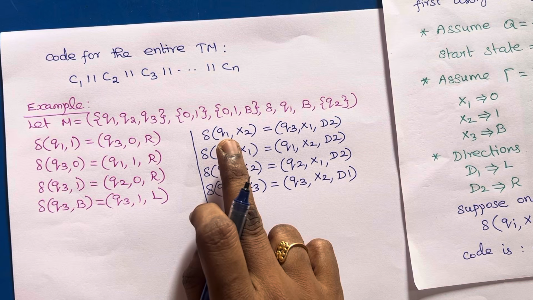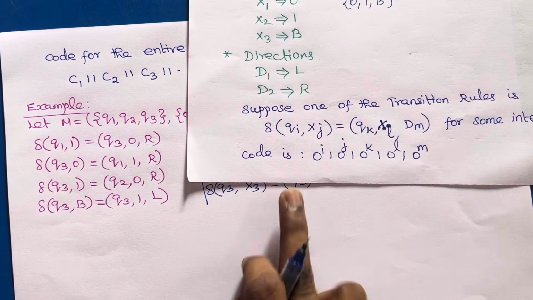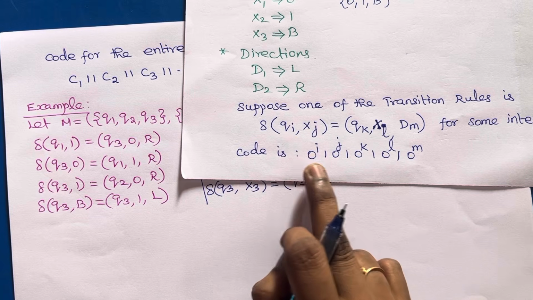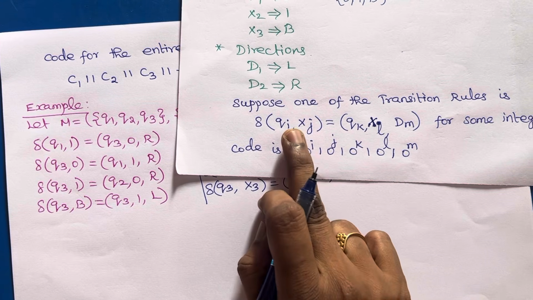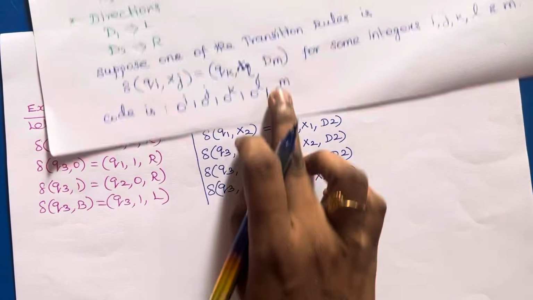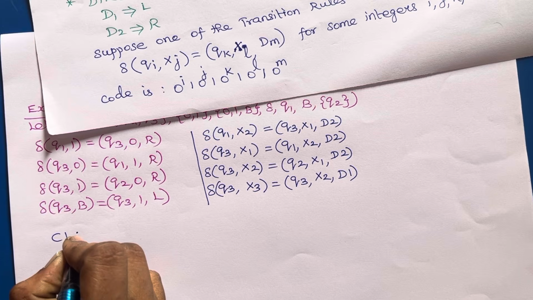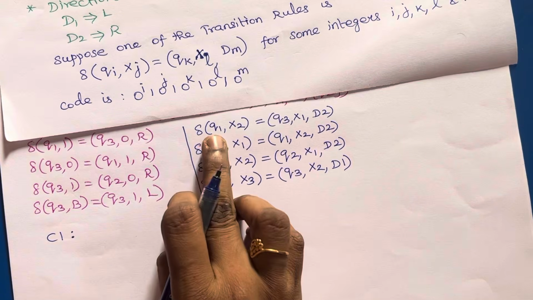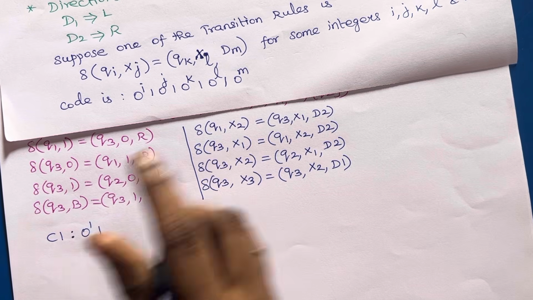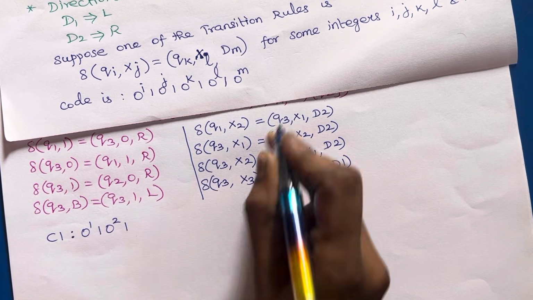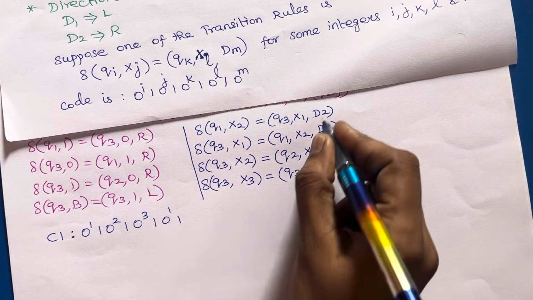So now we have to convert these transition rules into binary codes by using this method. 0 to the power i followed by a single 1 followed by 0 to the power j, etc. Here we have 4 rules. So first we write C1. C1 is 0 power 1, separator 1, 0 to the power 2, separator 1, 0 power 3, 1, 0 power 1, 1, 0 power 2.